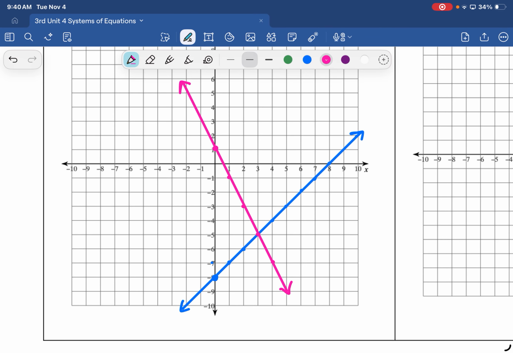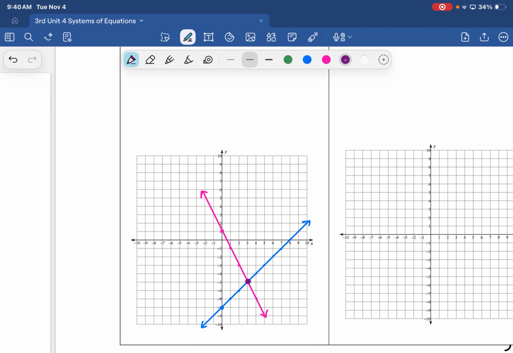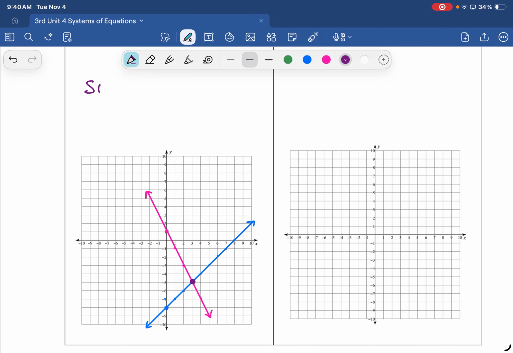And so where is our solution? -3, -5. So our solution is the point (-3, -5). And then I want y'all to do the exact same thing for number 2.